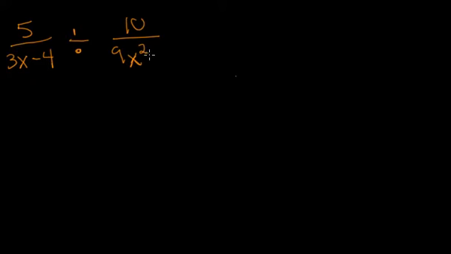All right, so we're going to continue our foray into division. We're going to look at problem 54. So I have 5 (3x minus 4) divided by 10 over 9x squared minus 16. So our first step is to factor everything.